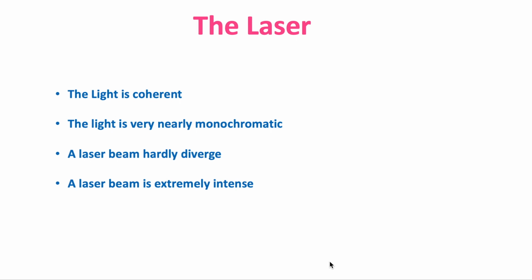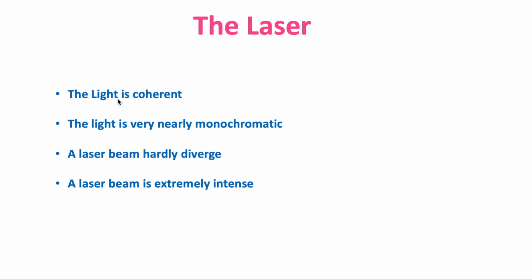So this video includes a brief description of the concept behind the operation of a laser. A laser light beam has the following properties. First, the light is coherent, with all the waves exactly in phase with each other.